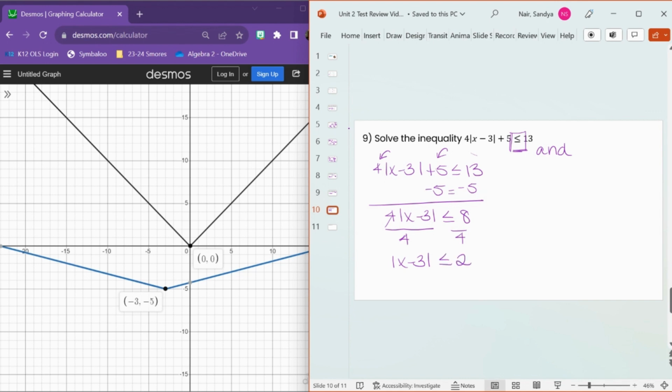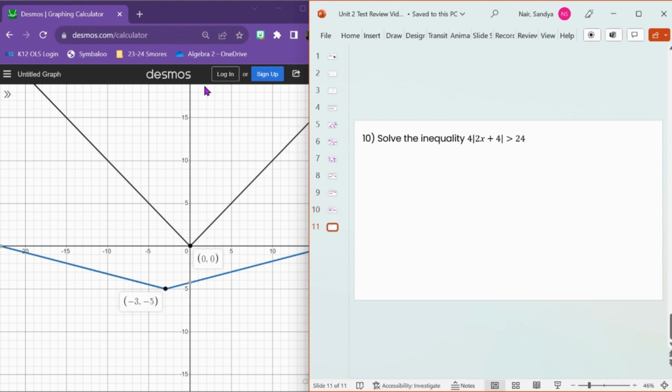Now I can turn this into an and inequality. I can write this as negative 2 less than or equal to x minus 3 less than or equal to 2. So I can solve this all together. I can just add 3 everywhere. And when I add 3 everywhere, that gives me negative 2 plus 3 is 1, less than or equal to x, less than or equal to 5. Okay, and so that is the solution to this inequality. It's just one big compound inequality.